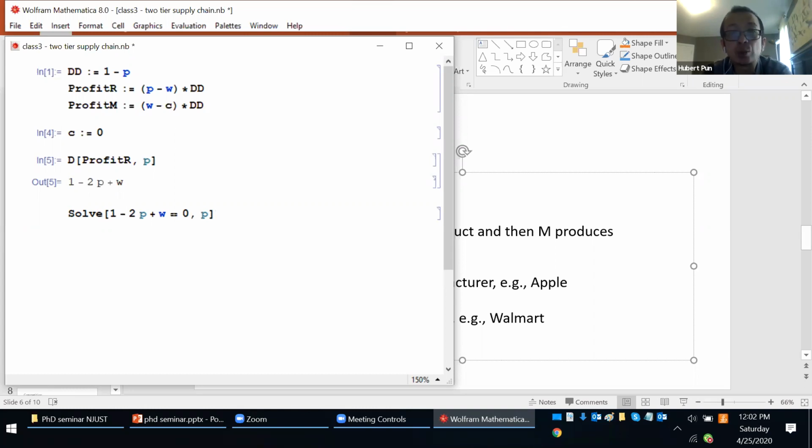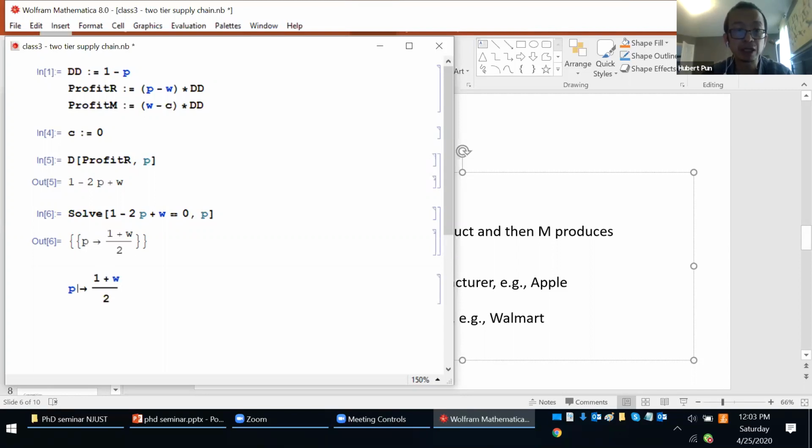So just like what we have done last time, the picture of profit R would be upward and then downward. It would be a concave shape, going up and then going down. So I want to find out the slope equals to 0. So the slope is 1 minus 2P plus W. I want to set 1 minus 2P plus W equals to 0. And then if I do Shift Enter, I have P equals to (1 plus W) divided by 2.